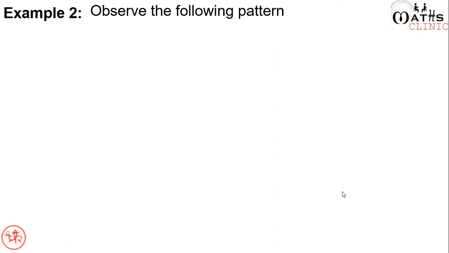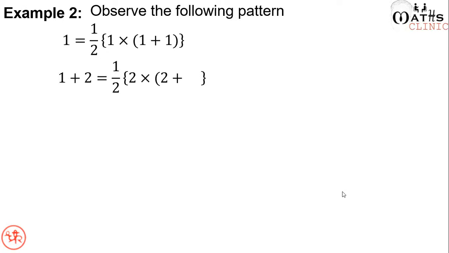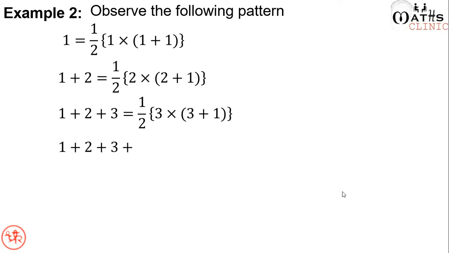ओके, नाउ द नेक्स्ट एग्जाम्पल, ऑब्जर्व द फॉलोइंग पैटर्न। 1 = 1/2 × 1 × (1 + 1)। 1 + 2 = 1/2 × 2 × (2 + 1)। इज दैट क्लियर? देन 1 + 2 + 3 = 1/2 × 3 × (3 + 1)। 1 + 2 + 3 + 4 क्या होना चाहिए फिर? 1/2 × 4 × (4 + 1)। इज दैट क्लियर?